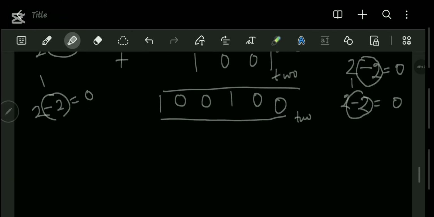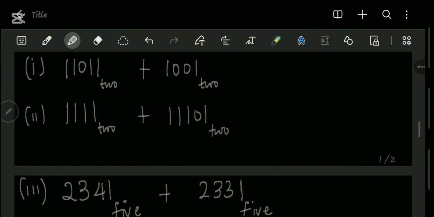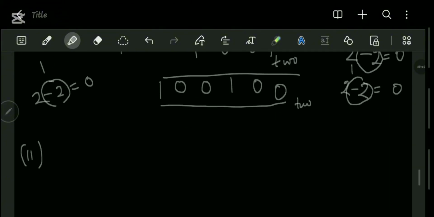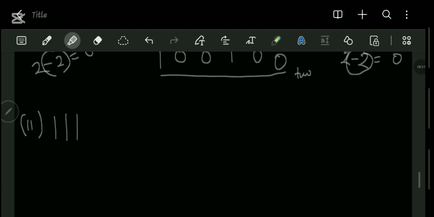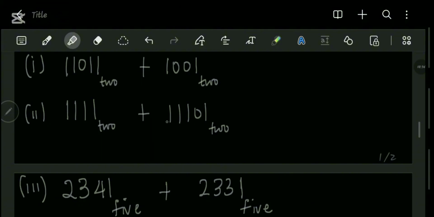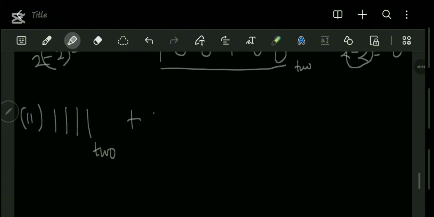For question 2, you were given 1111, that is 1 in 4 places, 1111 in base 2, plus 11101, in base 2, right?